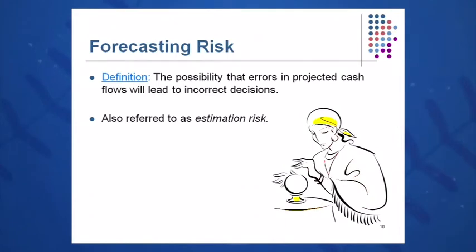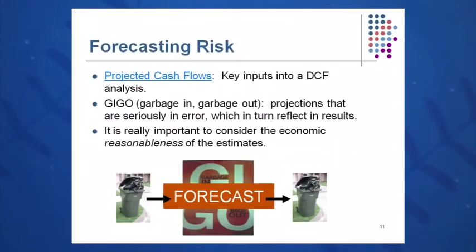This is called forecasting risk or estimation risk. So be very careful when you put your estimates together, because the old adage applies: garbage in equals garbage out. Your cash flows are a key input to the decision and your DCF analysis, and you've got to get it as close as possible.